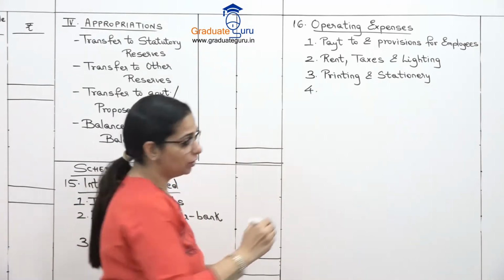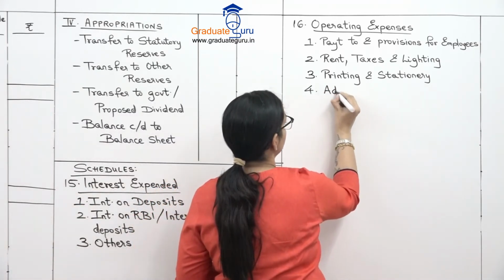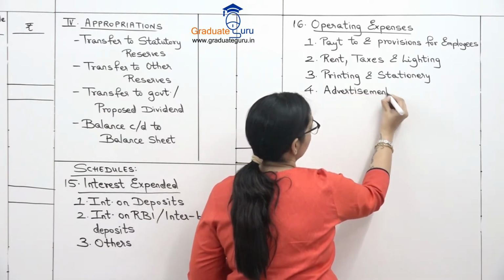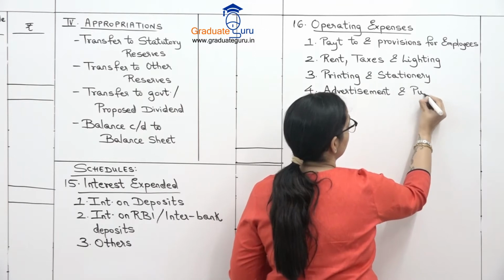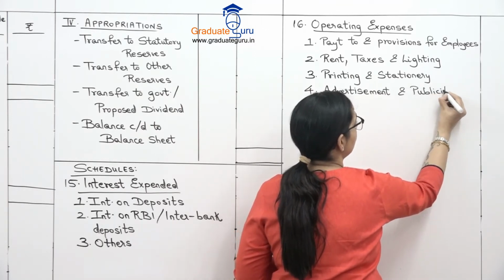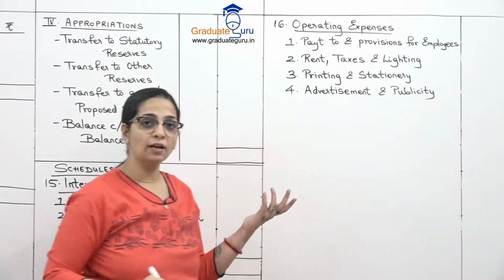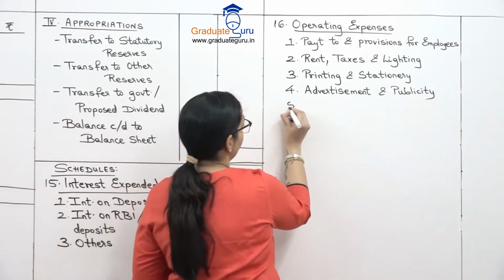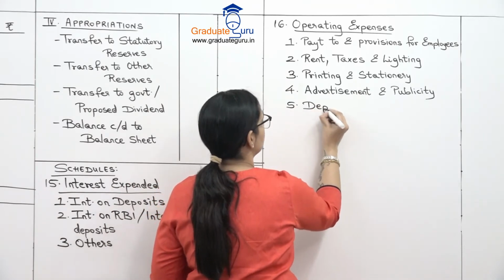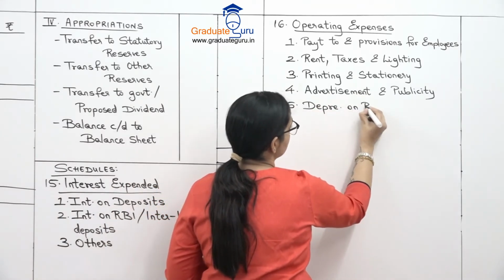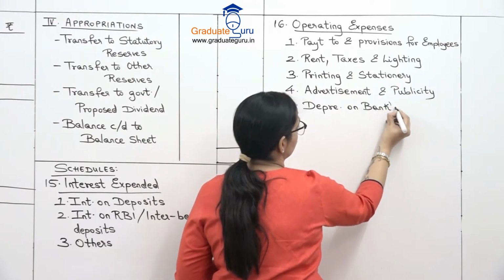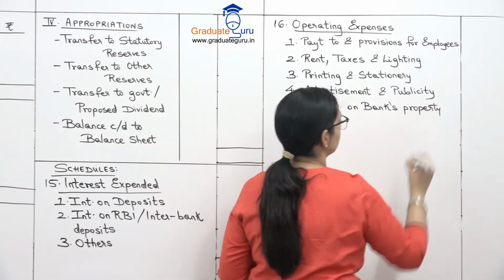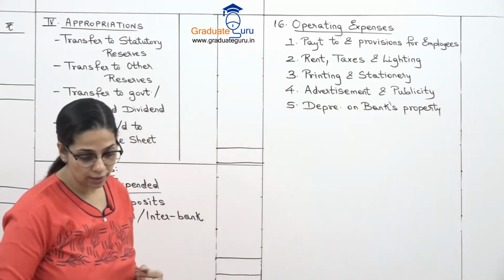Then we have advertisement and publicity. These days we see a lot of banks advertising their different policies, etc. So they spend on advertisement and that is shown separately. Then we have depreciation on bank's property. So whatever assets the banks has, uska depreciation आ जाएगा.